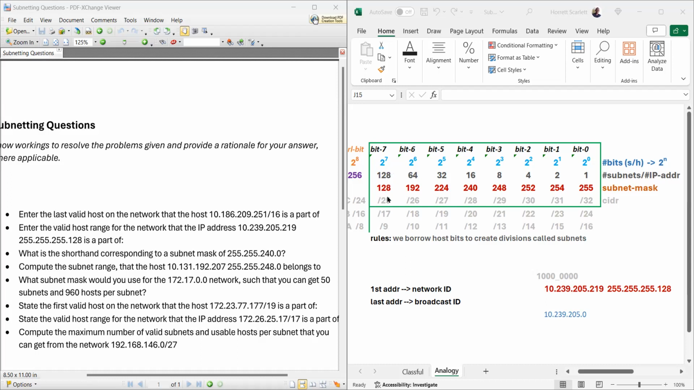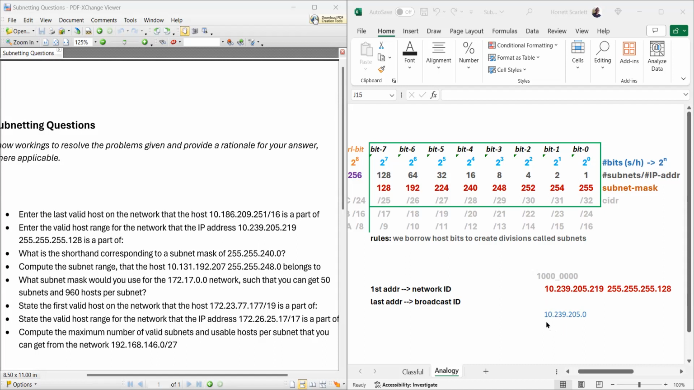So this 128 is now what they will call the interval or the block size, whatever phrase you might see inside of the notes that you would look at. The block size or the increment size, 128, which means that each time you reach 128, you're now in a different subnet. So this tells us two things. One, we have 2 subnets. And within each subnet, we have 128 IP addresses.